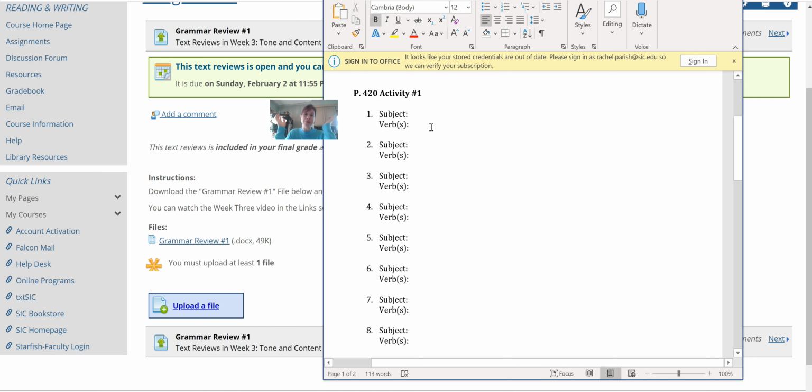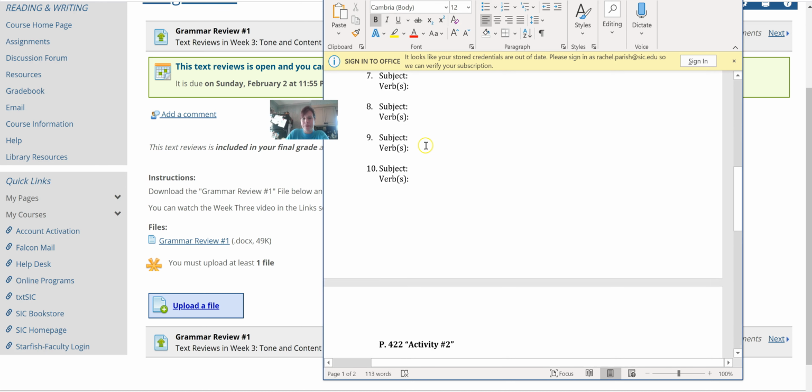Obviously, the subject is probably going to be a noun, a person, place, or thing, and the verb is going to be something involving action. Now, if you do have linking verbs, like have been or have done, for example, I have completed my homework, you're going to put have completed. So don't forget those linking verbs, the have, has, was, is, if they apply to this assignment.